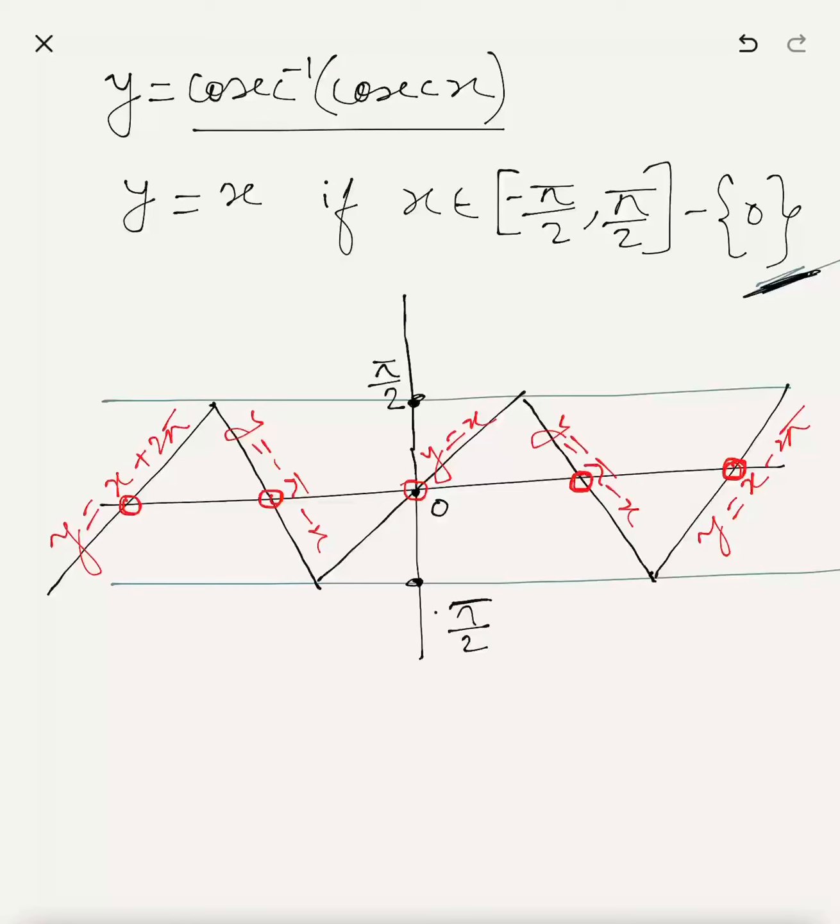This is the graph of cosec inverse of cosec x, and this value here you will have pi by 2.